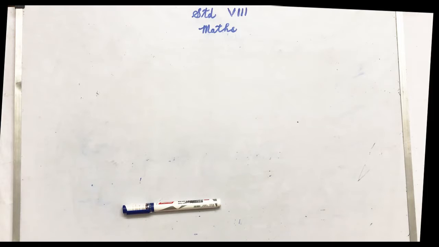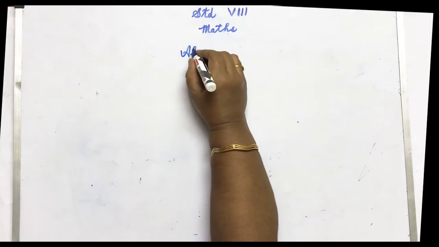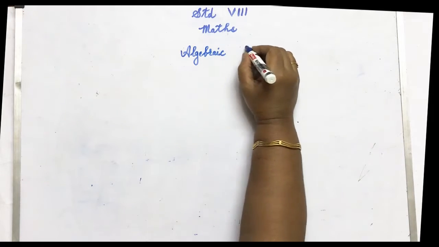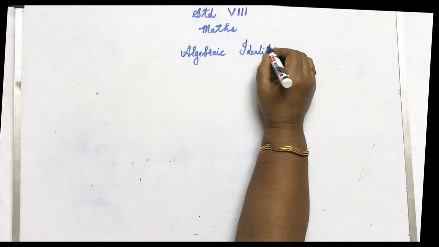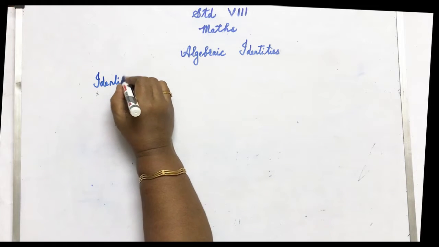Today I am going to teach you algebraic identities. Some of the identities you have already studied in 7th standard. Now we will have a quick recap. First let us see what an identity is. Algebraic identities. So first we are going to see what an identity is.